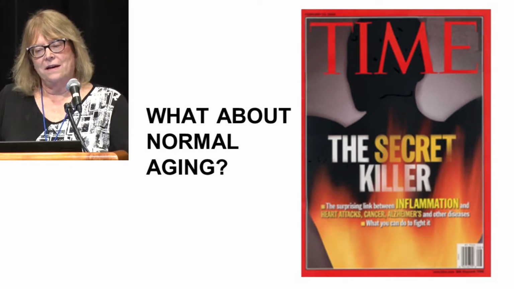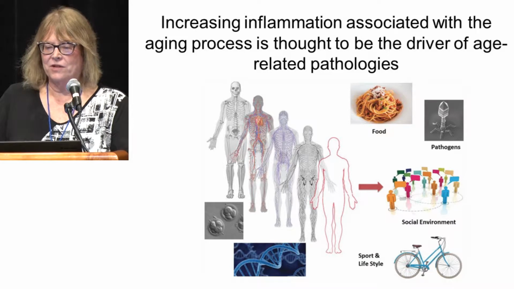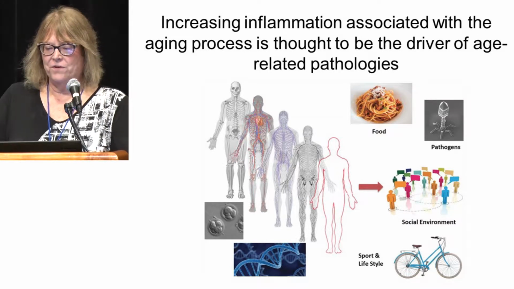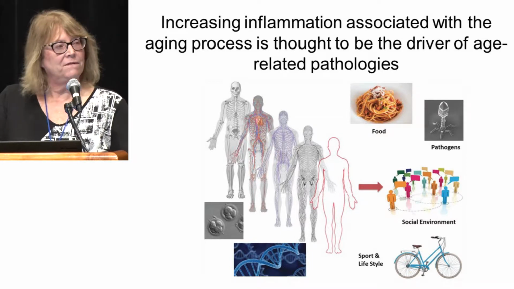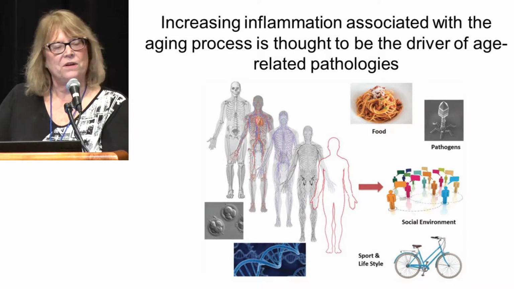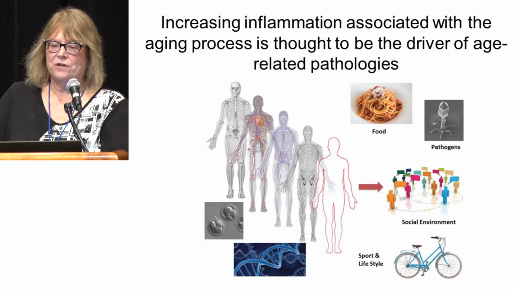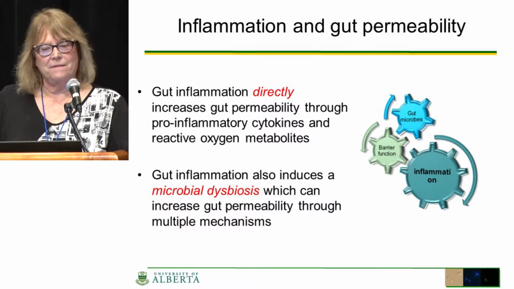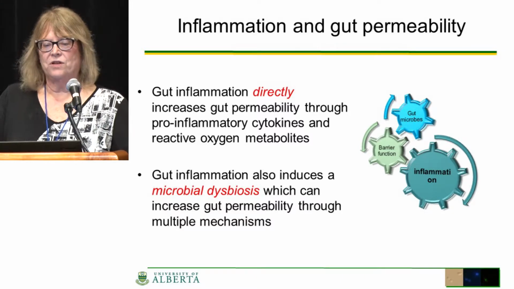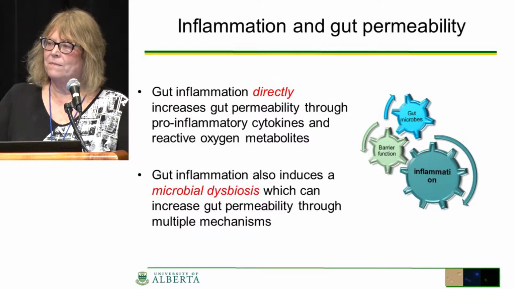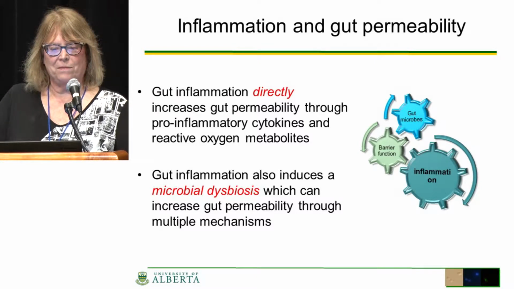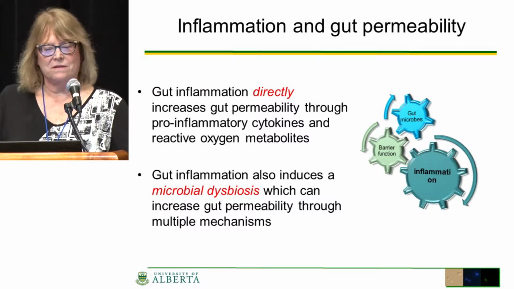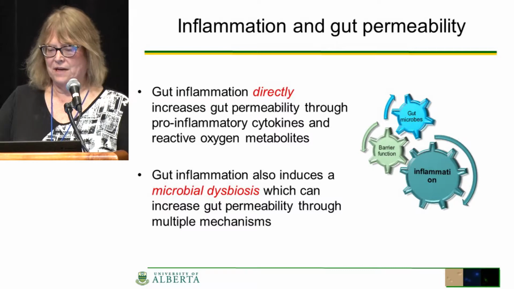Okay, it is thought that increasing inflammation is a driver of age-related pathologies. Obviously, the food you eat, pathogen exposure, social environment, and your lifestyle all contribute, but it comes down to inflammation. And inflammation and gut permeability are linked. Gut inflammation directly increases gut permeability through cytokines and reactive oxygen metabolites. Gut inflammation also induces microbial dysbiosis, and this can then increase gut permeability.